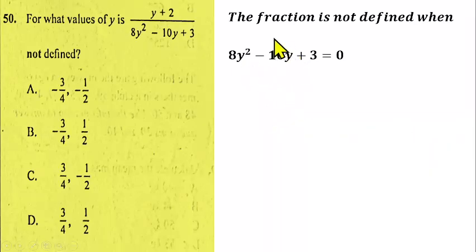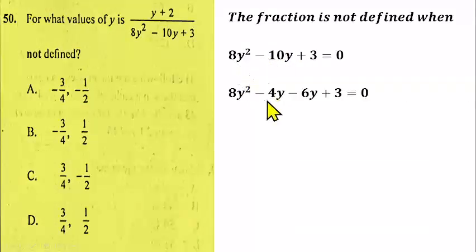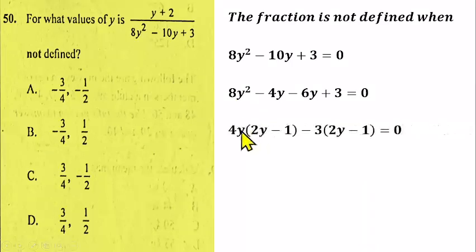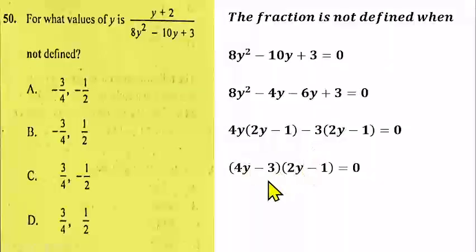So those two factors will replace minus 10y here. That means we have 8y squared minus 4y minus 6y plus 3 equals 0. Factorize this: 4y is common here, so we have 4y into 2y minus 1. Then minus 3 is common here, we have minus 3 into 2y minus 1 equals 0. So bring these together, we have 4y minus 3 into 2y minus 1 equals 0.